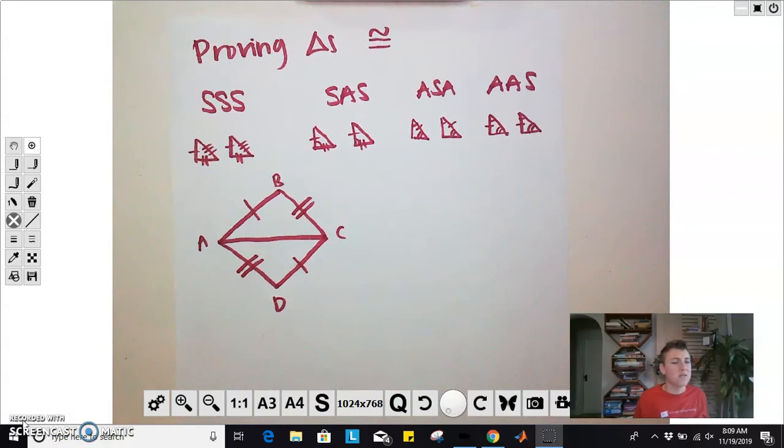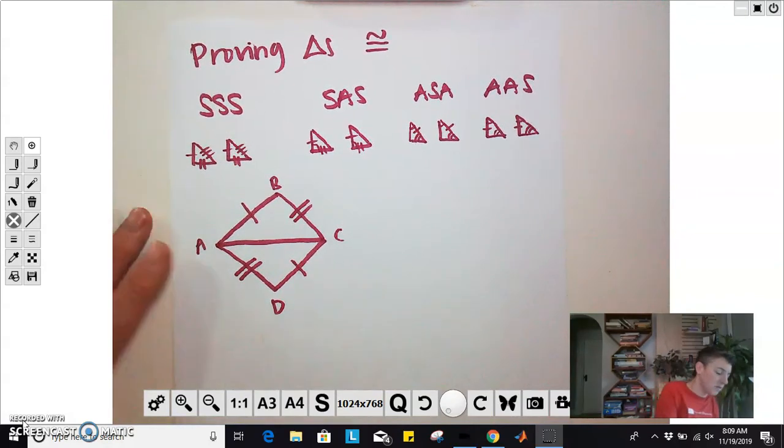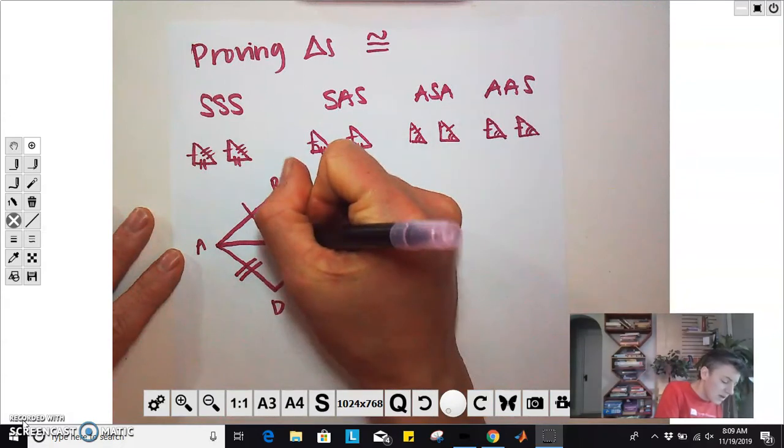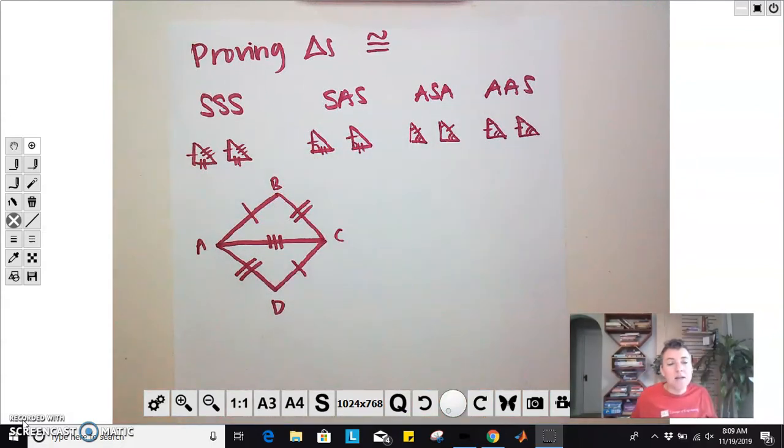And you're like, that's only 2 things. I definitely need 3 things. What else could be marked congruent? They share the side, man. It's the same thing. AC is congruent to itself.